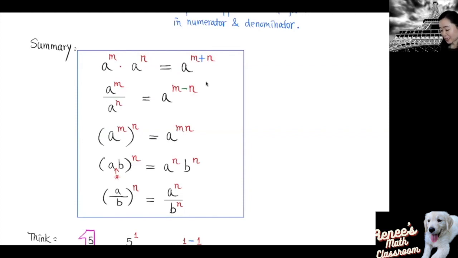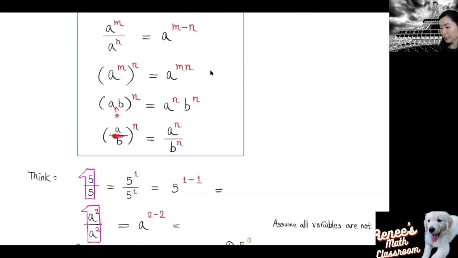Now, when you have a times b raised to the n power, with multiplication in between them, the power applies to each factor. So it's a to the n power times b to the n power. And when this is division, then the exponent also applies to the numerator and the denominator. So it's a to the n power over b to the n power.